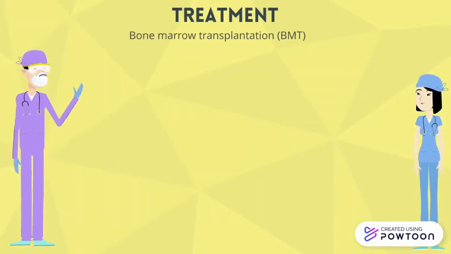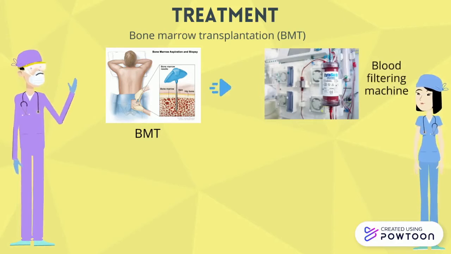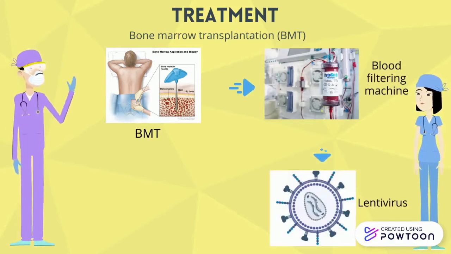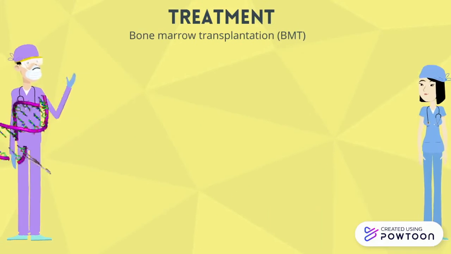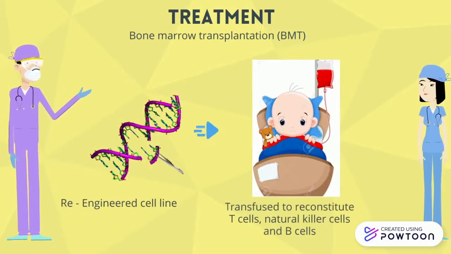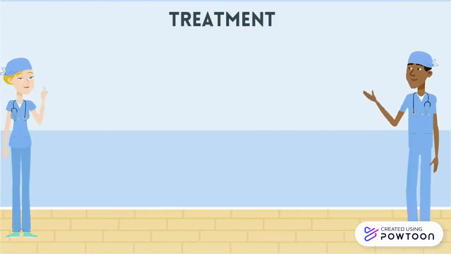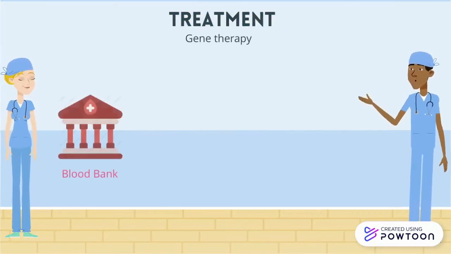As for BMT, the treatment involves removing the patient's bone marrow, filtering and purifying the child's blood stem cells, and incubating them with the lentiviral vector to insert a healthy copy of the IL2RG gene. The re-engineered cell line is then transfused back to reconstitute T cells, natural killer cells, and B cells, creating a broad immune system function. As for gene therapy, the patients' own blood-forming stem cells are harvested and frozen in a blood bank.